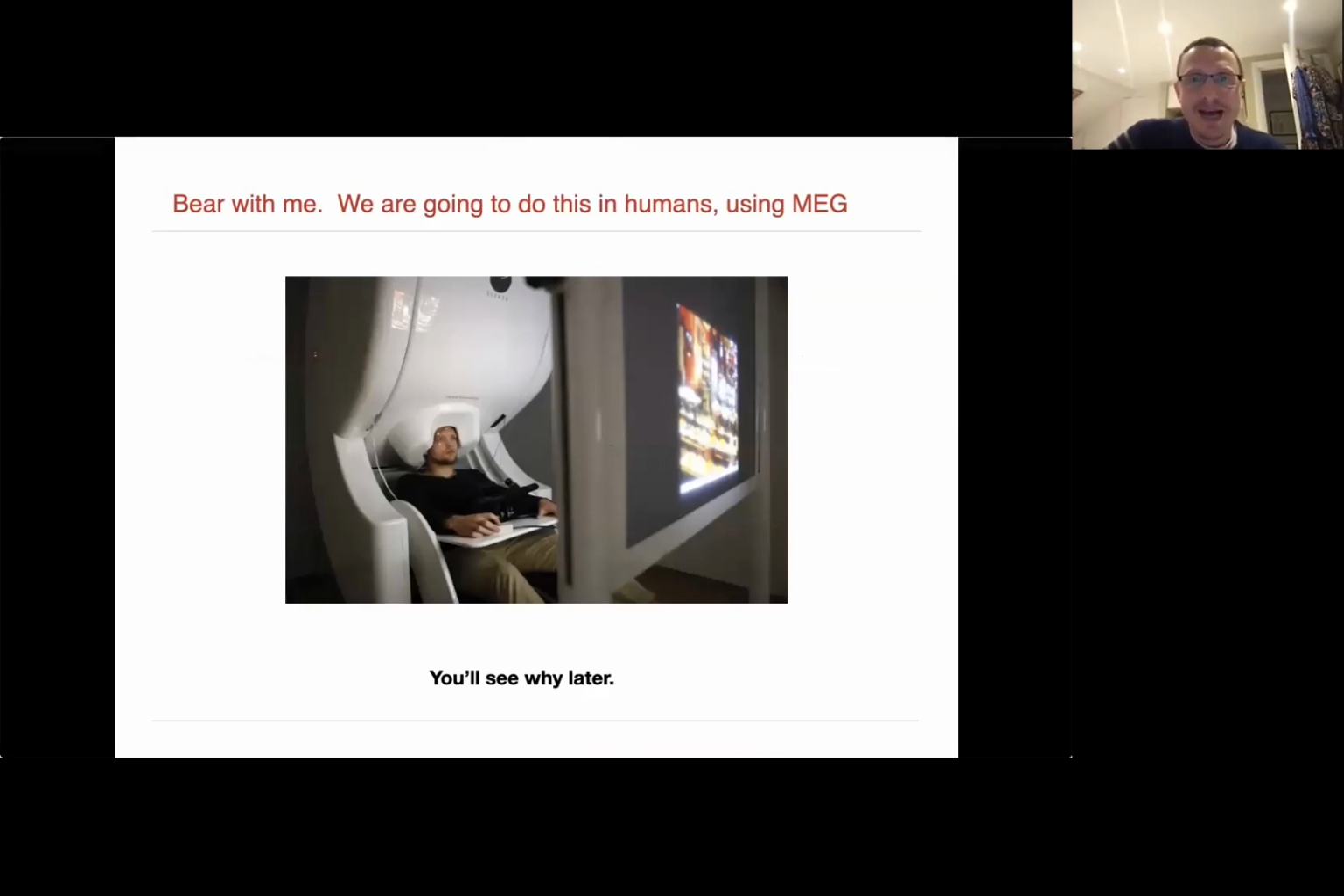All right, so we're going to try and do that using human MEG, magnetoencephalography, to try to measure this replay in humans and ask, can it spontaneously generate something from a learnt model, right?